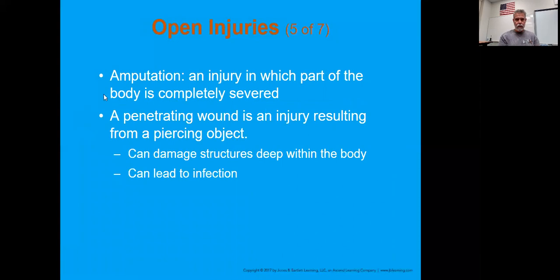So in an amputation, I love the definition, body part completely severed. Could be a finger, a toe, could be a whole arm or a leg. But there are certain management techniques for amputations that, again, at the first part of your class, we can talk about as well. As far as the penetrating wound, it could be a knife wound, could be a gunshot wound, right? That's a penetrating wound. But we also want to think about what structures are underneath that part of the body. That too can lead to infection and eventually one of the forms of shock, which is sepsis.